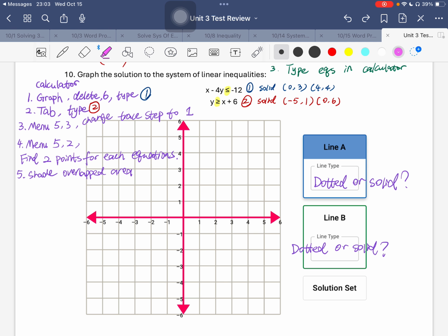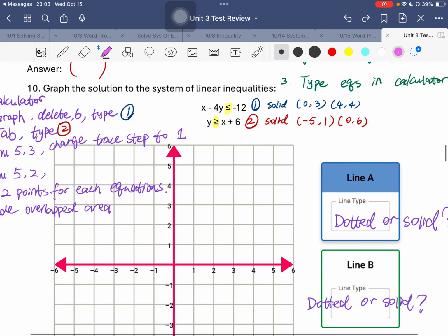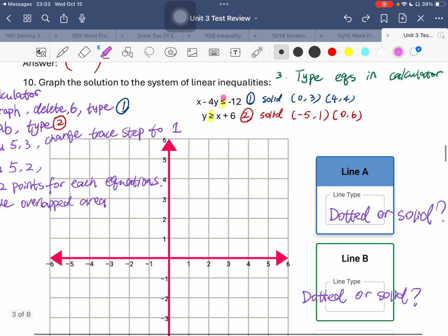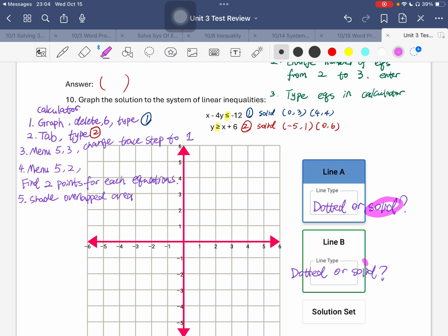So we need to use the calculator. And before we type it into the calculator, we need to figure out, using the table I provided, less than or equal to, greater than or equal to, what type of lines do I have? I have solid lines for both of them because I have equal to according to the table. Okay, so for line type, I pick solid and solid for both.